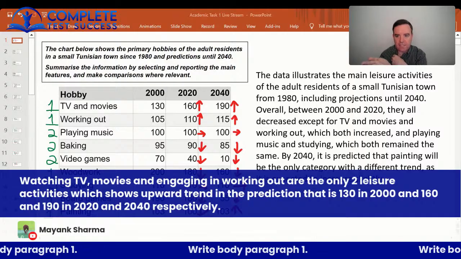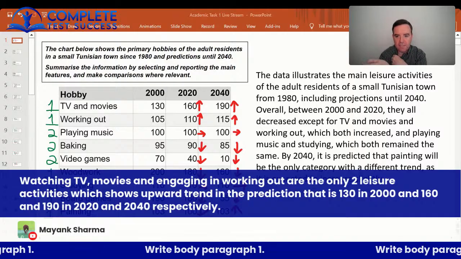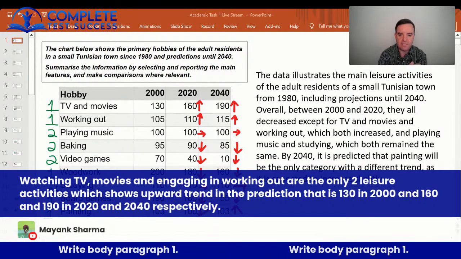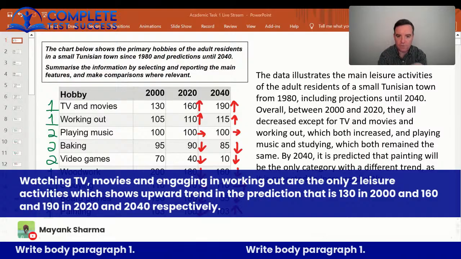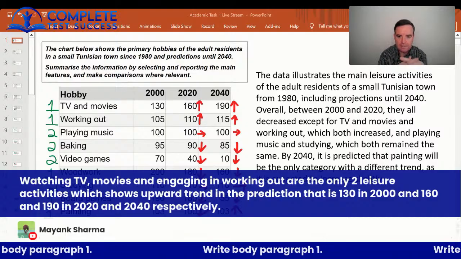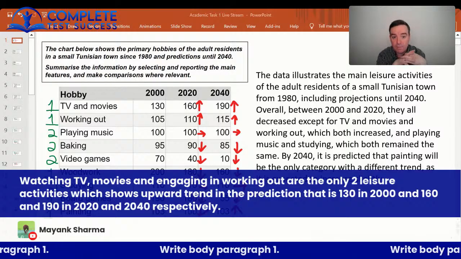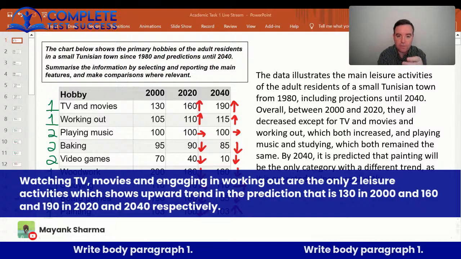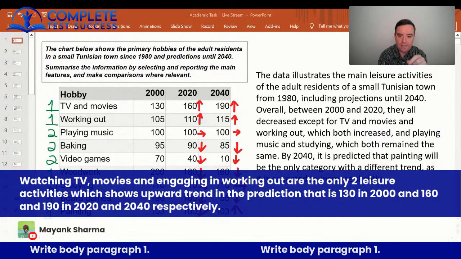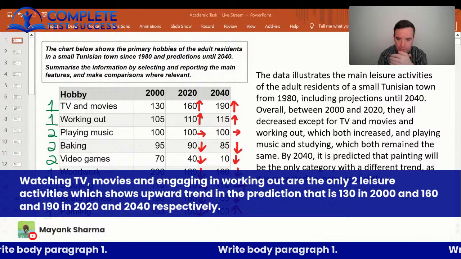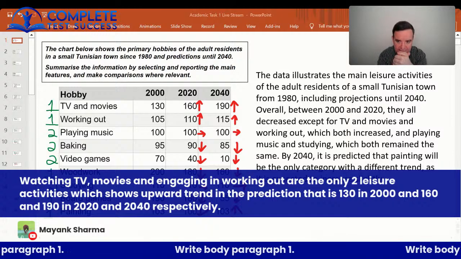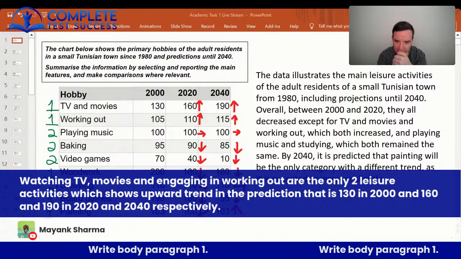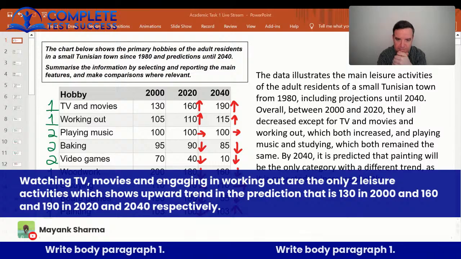I can look at the graph and see that you're describing TV and movies, but without looking at the graph, I would never be able to guess that you were talking about TV and movies and not working out. It's quite unclear. A bigger problem than that, well, that's a coherence and cohesion problem, but for your task achievement score, you should never put any data in the overview. So this isn't the overview, is it? This is the body paragraph. It must be the body paragraph.